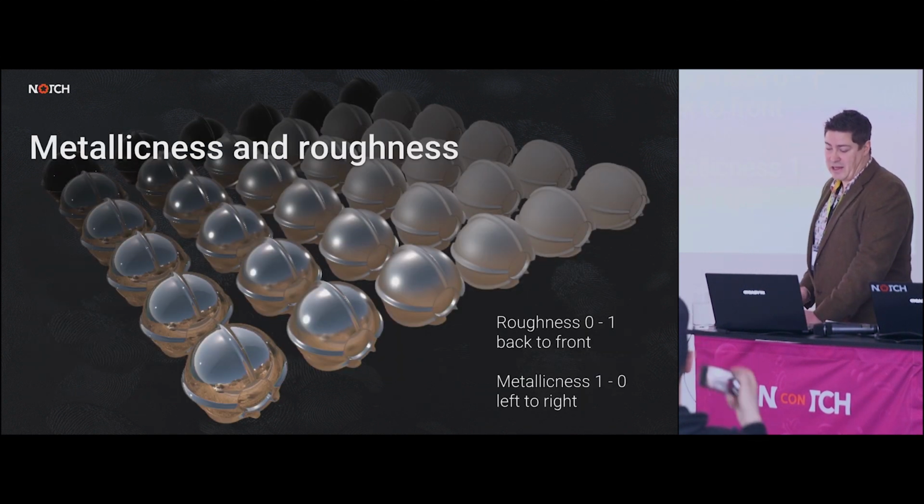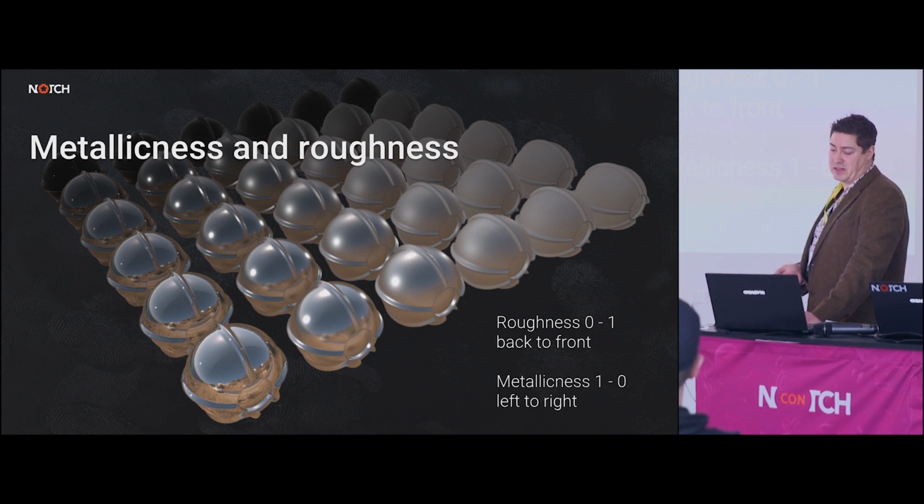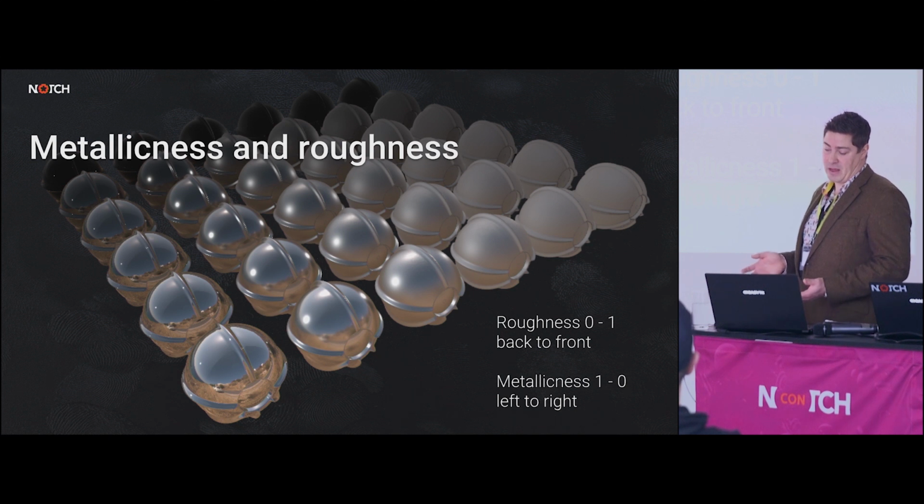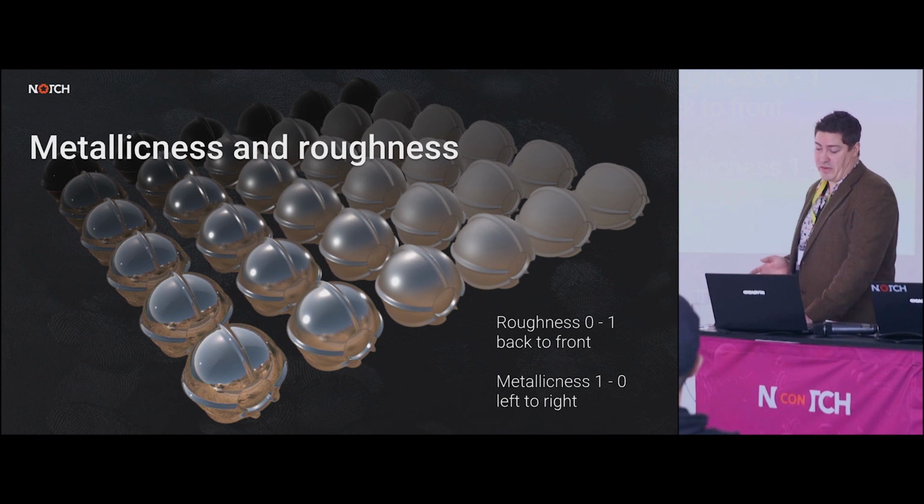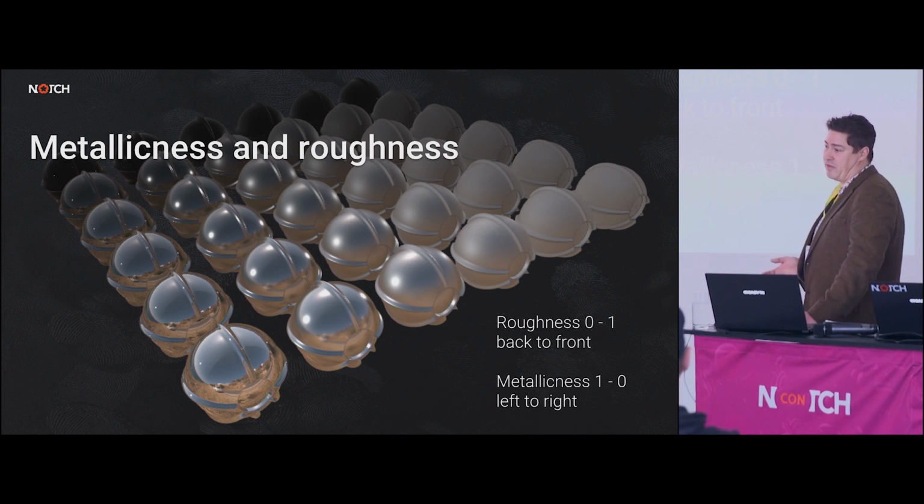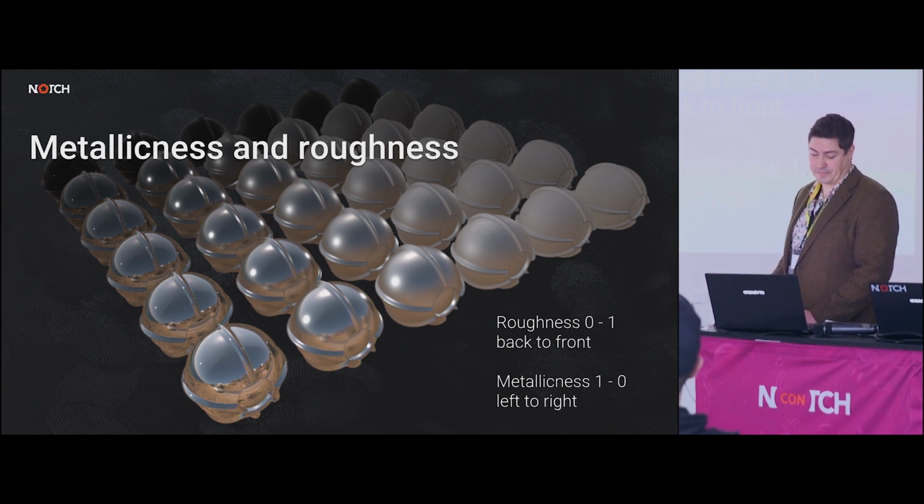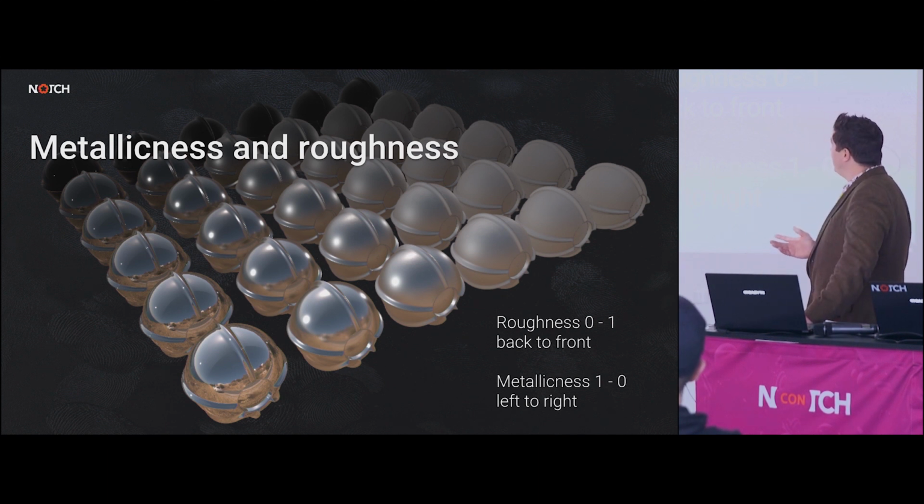So this brings us to metallicness and roughness. This Notch scene shows the same sphere with different materials on it, on a gradient. We have a sliding scale of roughness and metallicness on each sphere. From back to front, the roughness goes from 0 for no roughness, which is black, which is a mirror finish, and it goes to 1, which is a rough, dusty, coal kind of finish, something that really absorbs the light or scatters the light. From left to right, the metallicness goes from 1 for full metal to 0 for no metal at all.